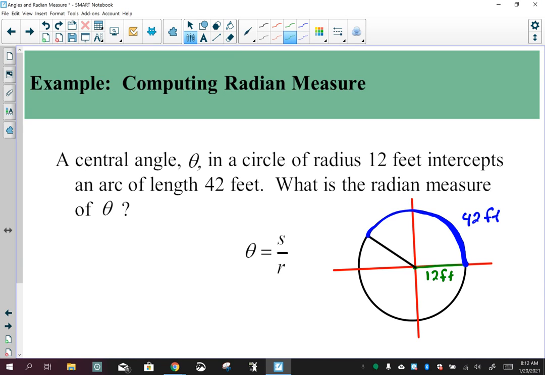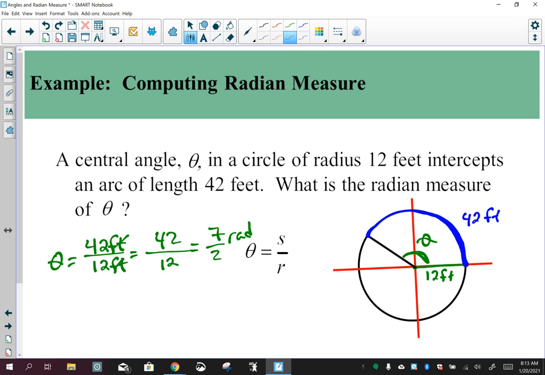So now I need to figure out this piece right here. I need to figure out what my theta is. So my theta is going to be my arc length, which is 42 feet, divided by my radius. Well, notice that my feet are going to cancel, which is A-okay. I can live with that. And then I'm left with 42 over 12. Want to make sure I reduce that, and I get 7 over 2, and then the answer is going to be in radians, rad. Okay? So this is 7 over 2 radians.